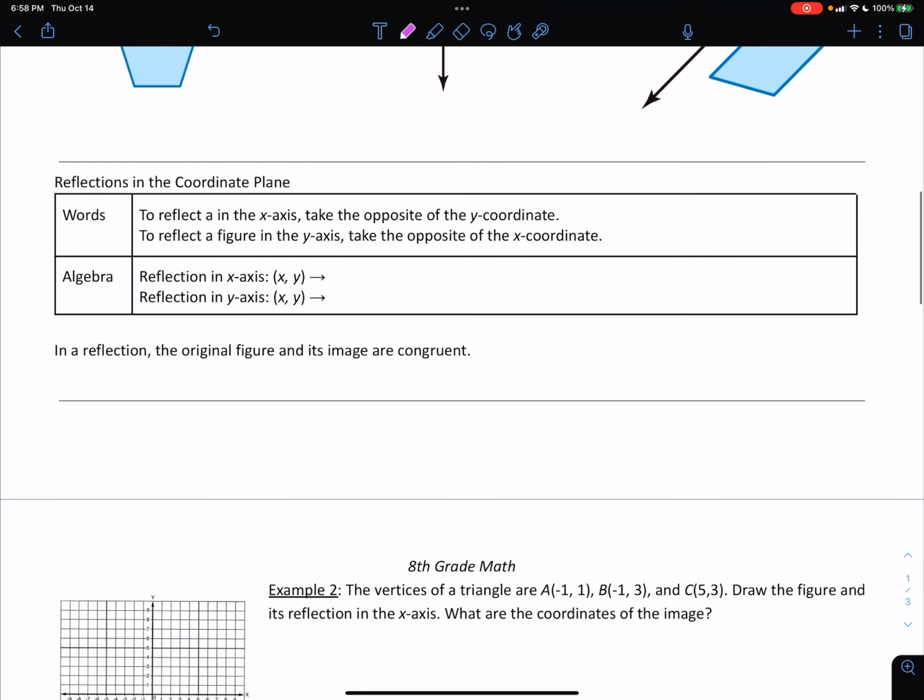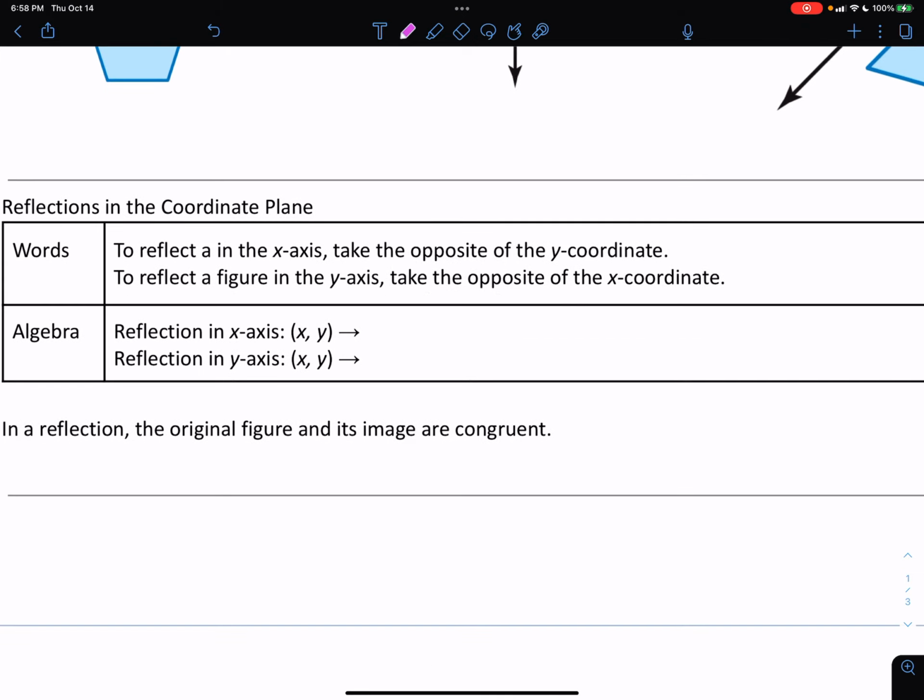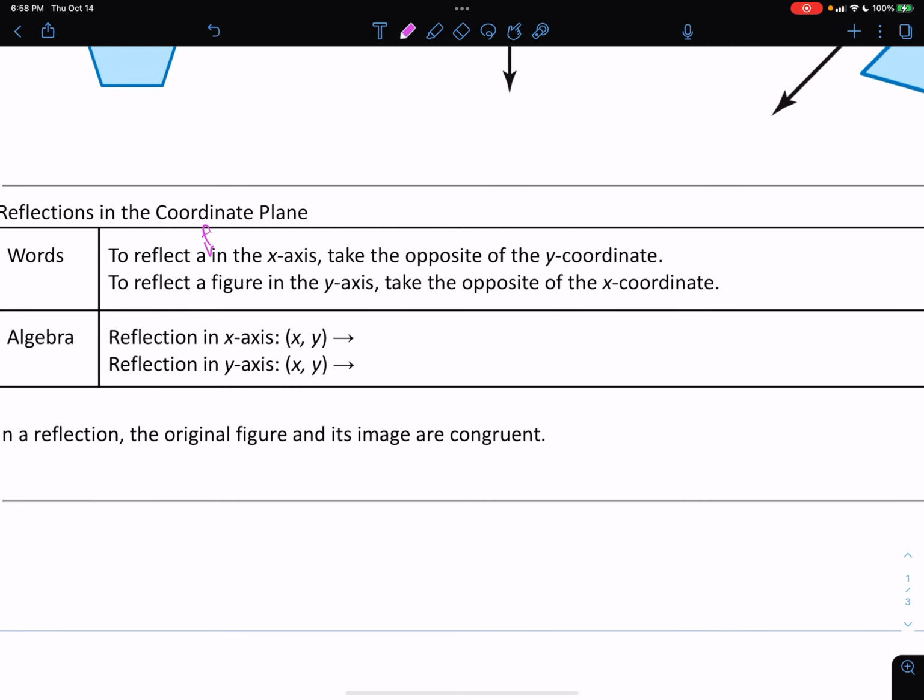All right, moving on. Here's actually how you solve reflections, okay? So here is reflection in a coordinate plane. To reflect a figure, you'll see a lot of typos in this. I think I was rushing through creating these note packets. To reflect the figure in the x-axis, okay, take the opposite of the y-coordinate. So if I want to reflect across the x-axis, I'm going to do the opposite of y.